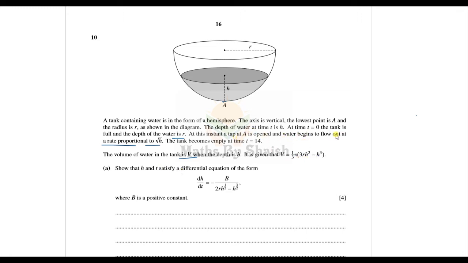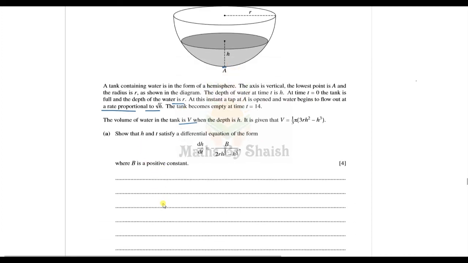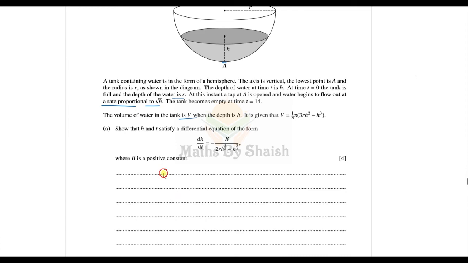open, the flow out rate, flow out means water will flow out as the volume, right? So we will be taking dV over dt proportional to root h, but it is flowing out, so volume is getting less, so that's why it is minus root h, or we can write it from here, dV over dt is equal to minus k times root h. Let's take it as equation number 1.